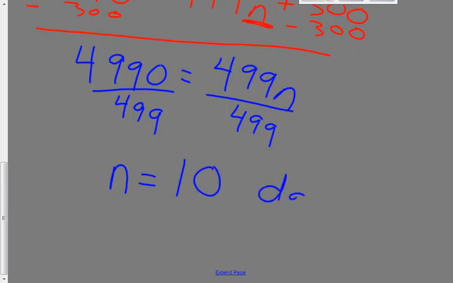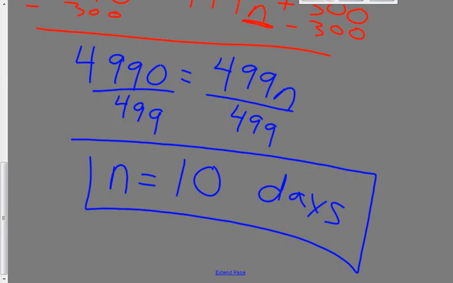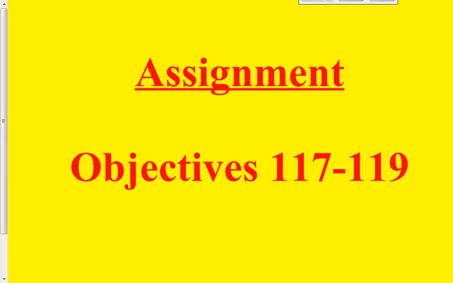So my vacation is going to be 4 days shorter than my other one, but I'm also going to save a little bit of money. So my vacation is going to be 10 days long to rent that Viper. Okay? Our Excel math objectives for tomorrow are going to be objectives 117, 118, and 119. Be sure to let me know if you have any questions on this as you move forward.